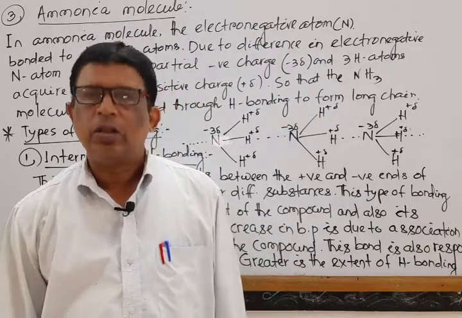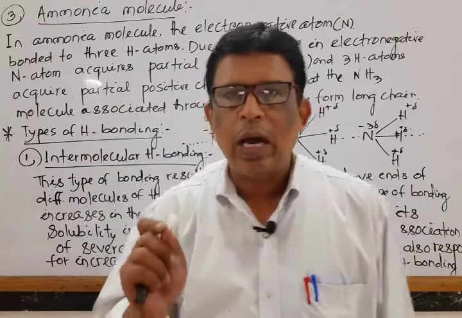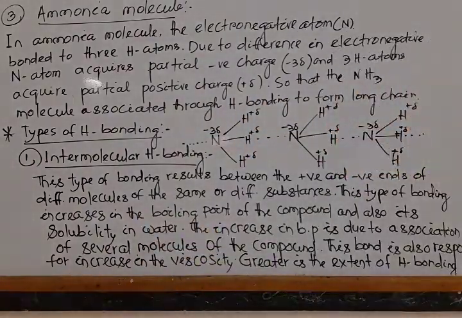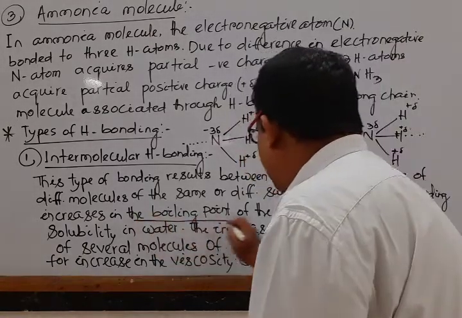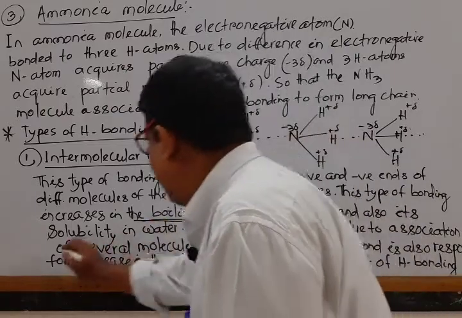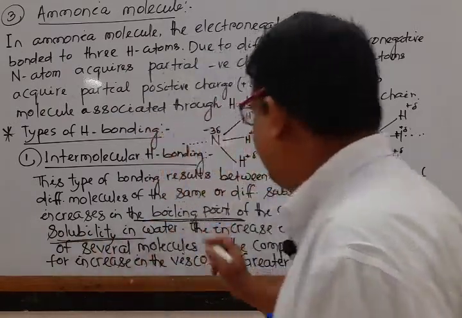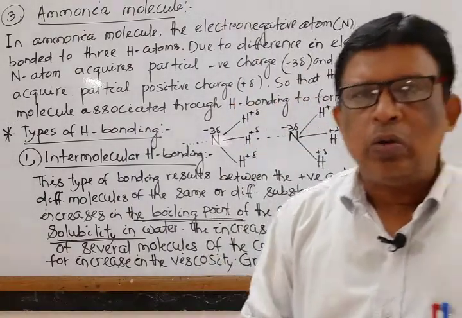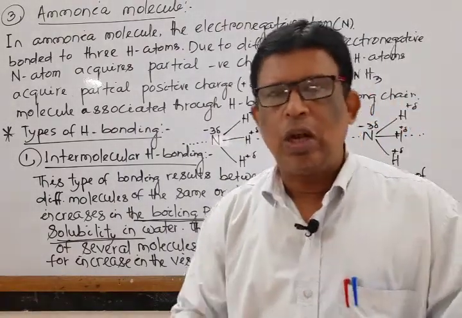So let us discuss the first one, intermolecular hydrogen bonding. Mark that. This type of bonding results between the positive and negative ends of different molecules of the same or different substances. This type of bonding increases the boiling point of the compound and also its solubility. Mark the 2 important factors we already discussed: boiling point and solubility in water increase. If a molecule exhibits hydrogen bonding, then it is soluble in water.